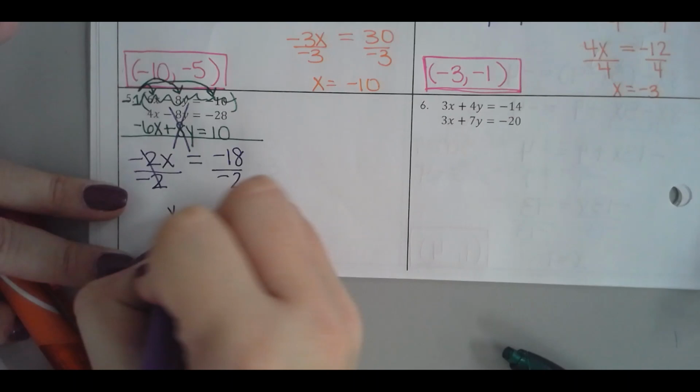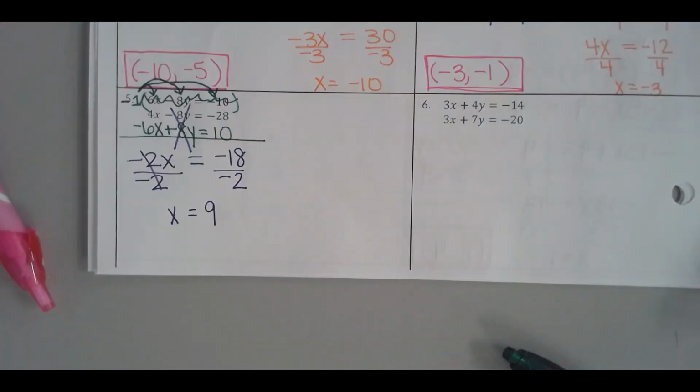All right. So, Hayden, what's my next step? Divide by negative 2. And Lincoln, what do I get? 18 divided by negative 2. 9. You get 9. Good. All right. Now I put it in to find the y. I can plug it back into these originals or even my new one. Any of them.